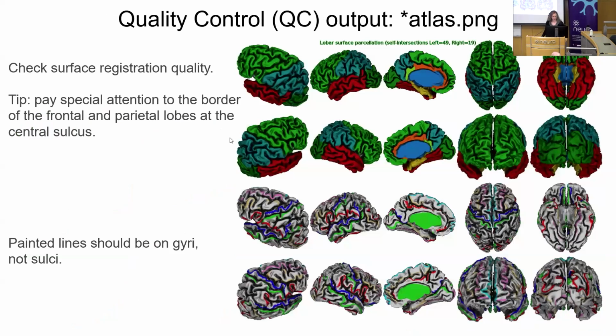Okay, for the atlas image, this is basically a way to check the quality of the surface registration that I was talking about to the average surface. So this is a simple lobar parcellation. There's also an AAL available, which we'll describe in a moment, but the basic lobar one is the default. And you can pay special attention to the border between the frontal and the parietal lobes, the central sulcus, which should be pretty clear to most of you. So between the green and the blue here, make sure that's in the right spot, and that's your first clue. And we also have these painted lines here. They should be on the gyri and not buried in the sulci.